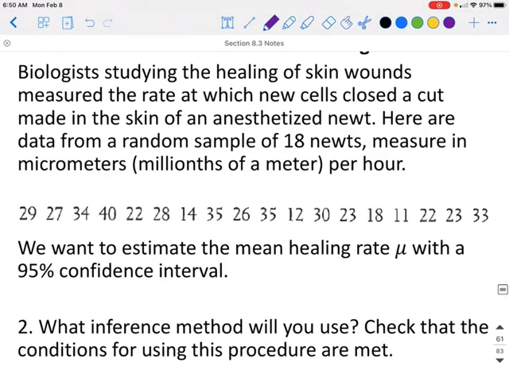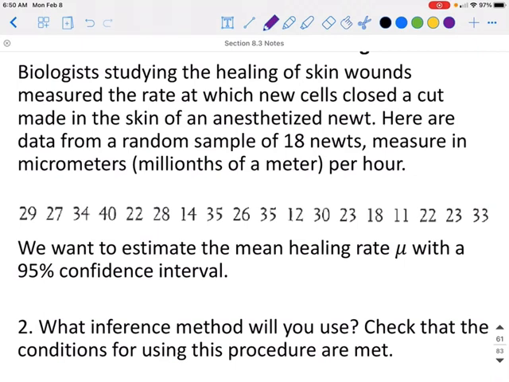What inference method will you use? And then check to make sure the conditions are met before we do our procedure. So because we are looking for a mean and we do not know the population standard deviation, we are going to use a one sample t interval for mu. Now we have to check our conditions. So the description says the newts were randomly chosen, so our random condition is met. We do not know if the data is normal because the sample size is not at least 30, and we don't know anything about the entire population.